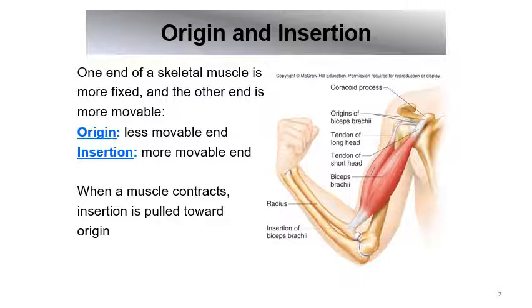Origin and insertion we already learned about, and it was also mentioned in that video. Origin is the start of the muscle, it's less movable, and insertion is towards the end of the muscle, and it's the more movable end. And so when a muscle contracts, insertion is pulled toward the origin.